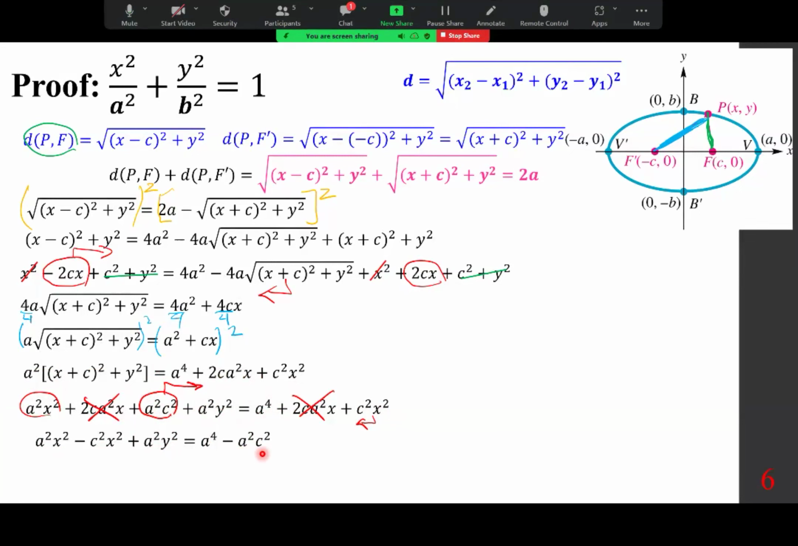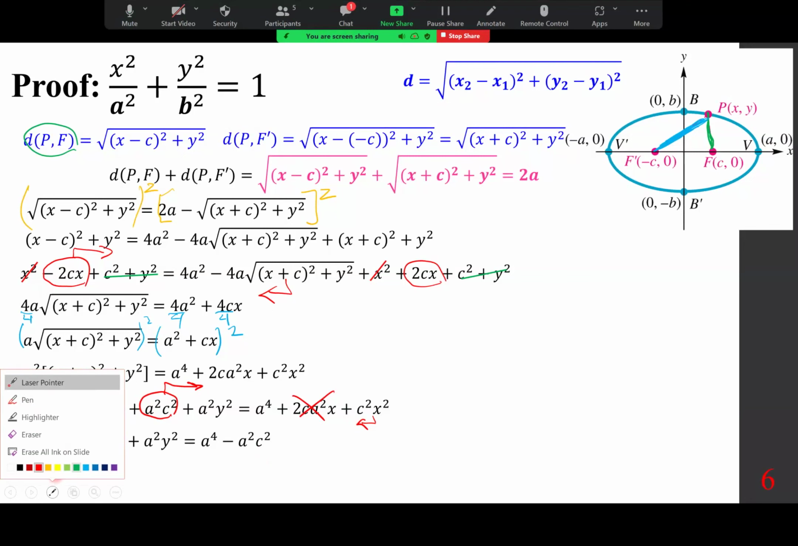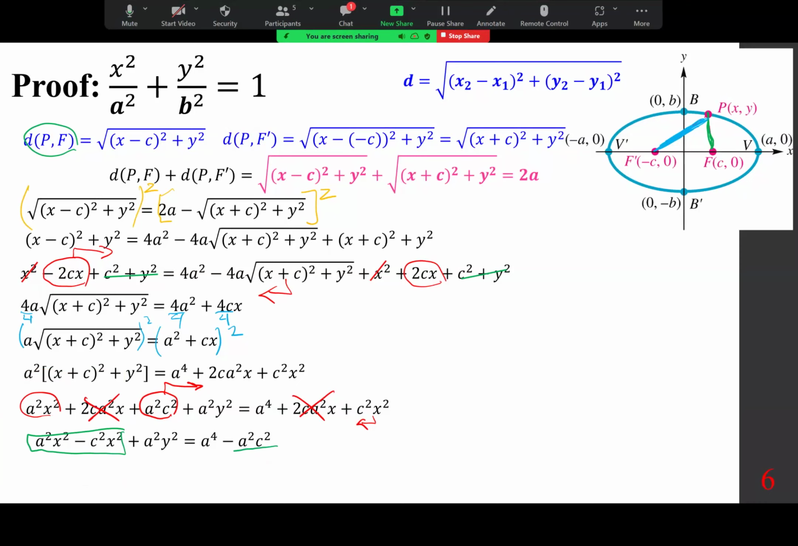And over here, we can factor out the x squared. We get x squared times a squared minus c squared. Over here, we can factor out a squared. We get a squared times a squared minus c squared.